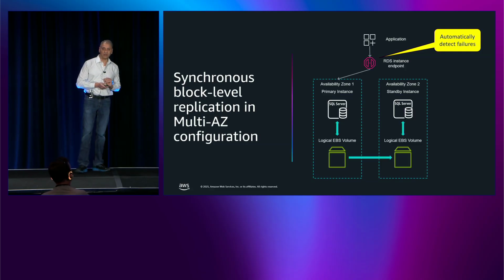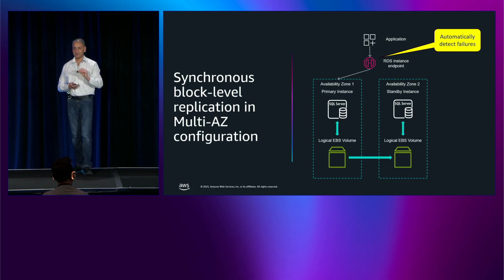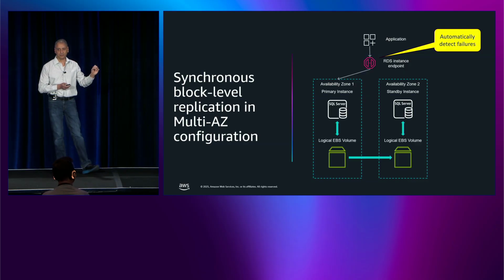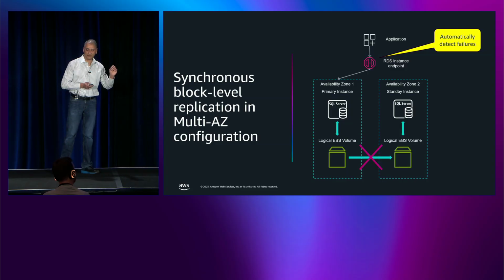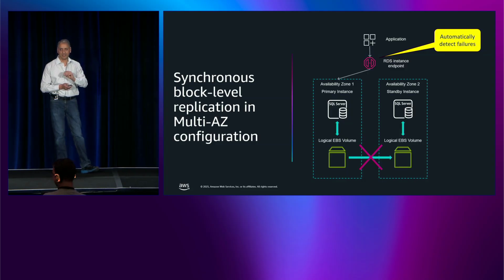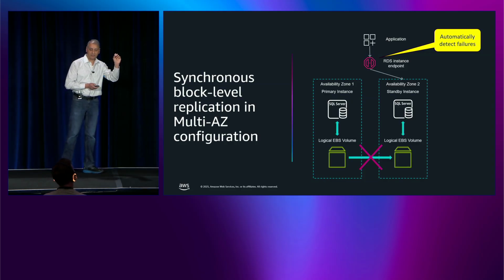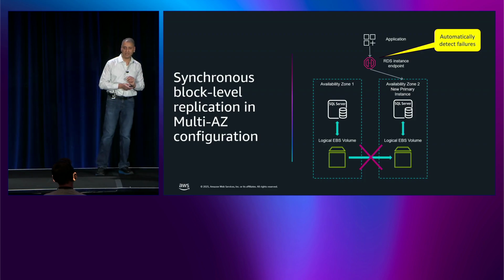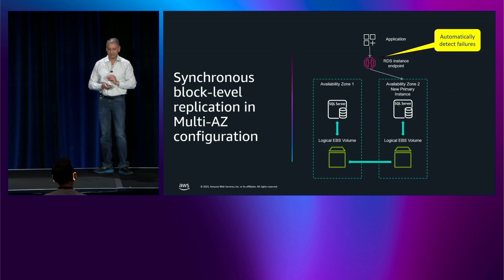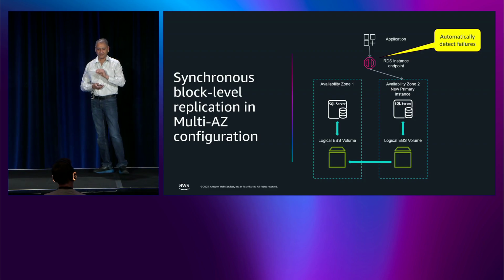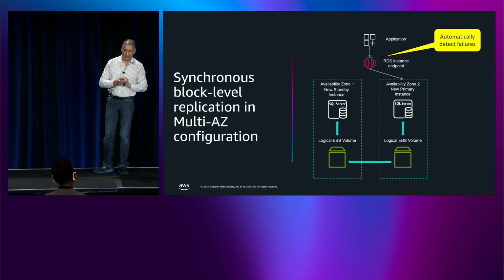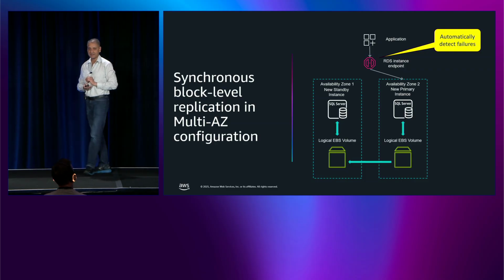Now, RDS also automatically detects failures. So we have your RDS instance endpoint that routes requests to your primary instance. In case we detect that there is a failure in your primary instance, we automatically detect the failure. We stop the block-level replication that was going from your primary to your standby. We reroute requests to your standby instance. In this case, now your standby instance becomes your new primary instance. And then we replicate the other way around from your standby, or your new primary, into the previous primary instance. And now your previous primary instance becomes a standby instance.